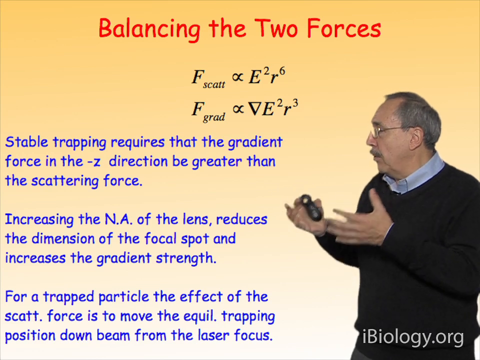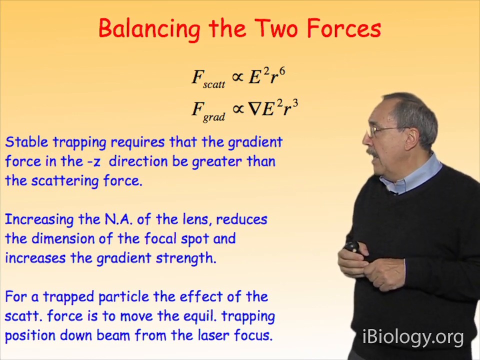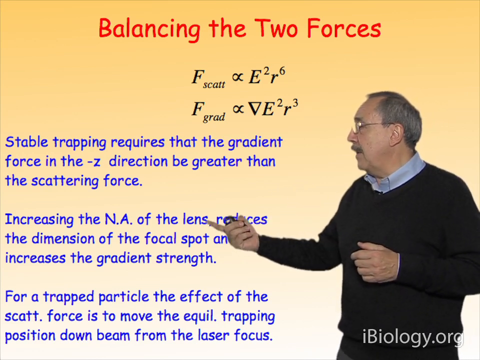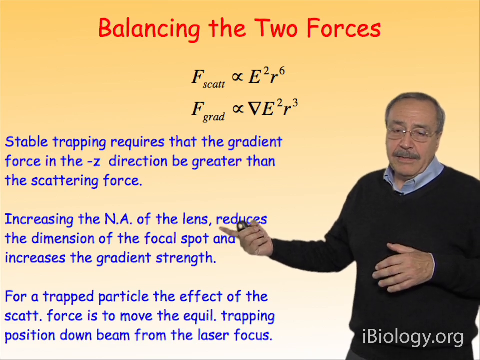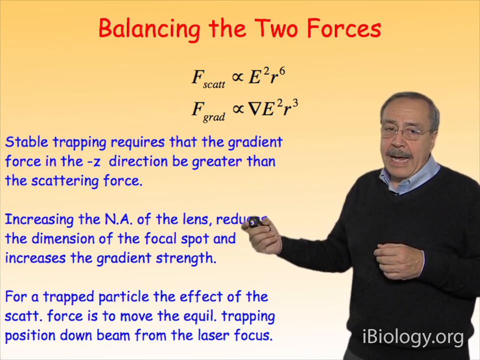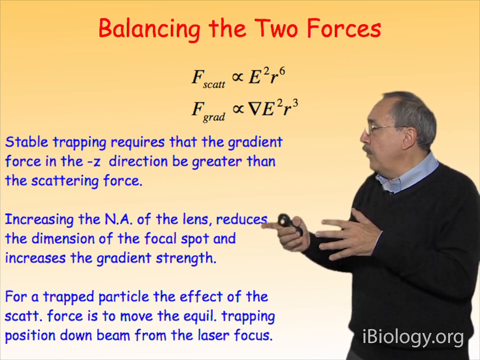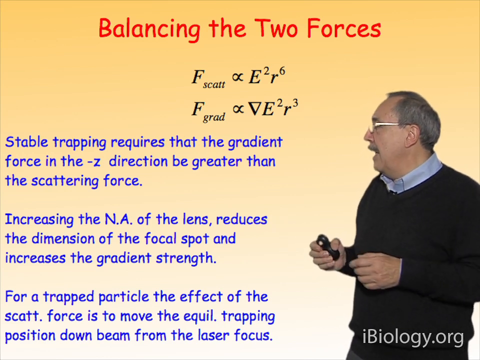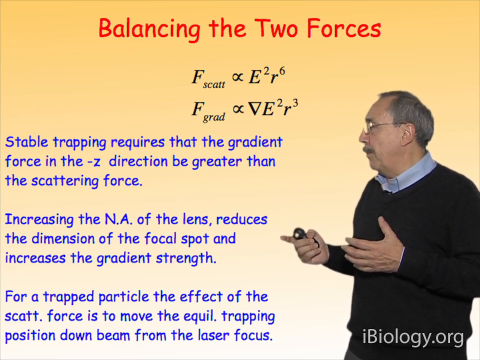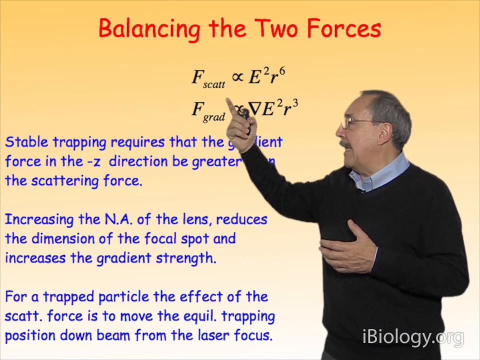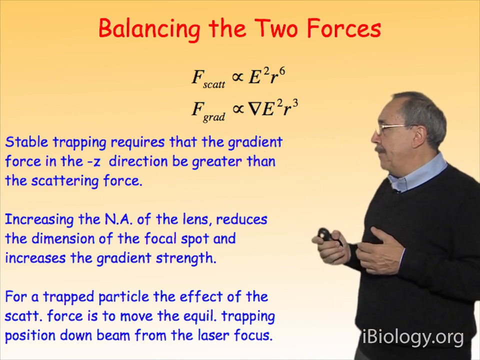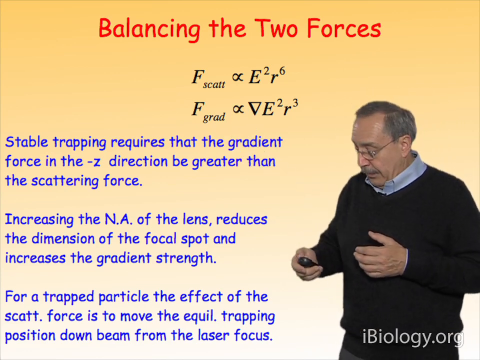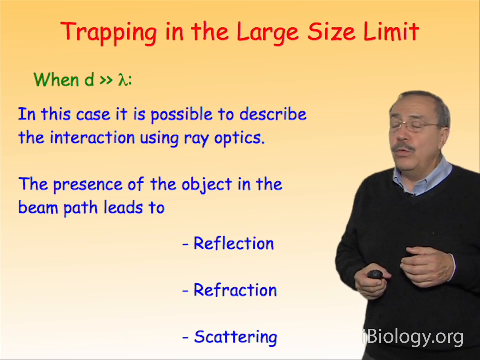One solution, for example, is to increase the numerical aperture of the lens, as you will see in the other regime. This will tend to reduce the focal spot, make it smaller, and increase the gradient force to the point at which it can overcome the scattering force. Anyway, let me now go to the second case.